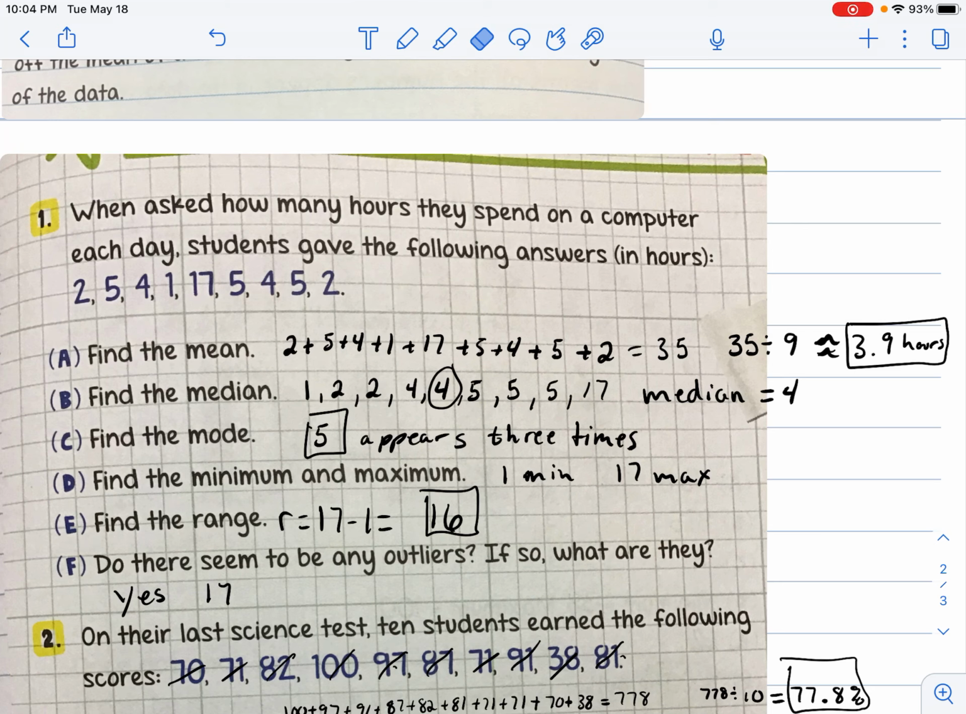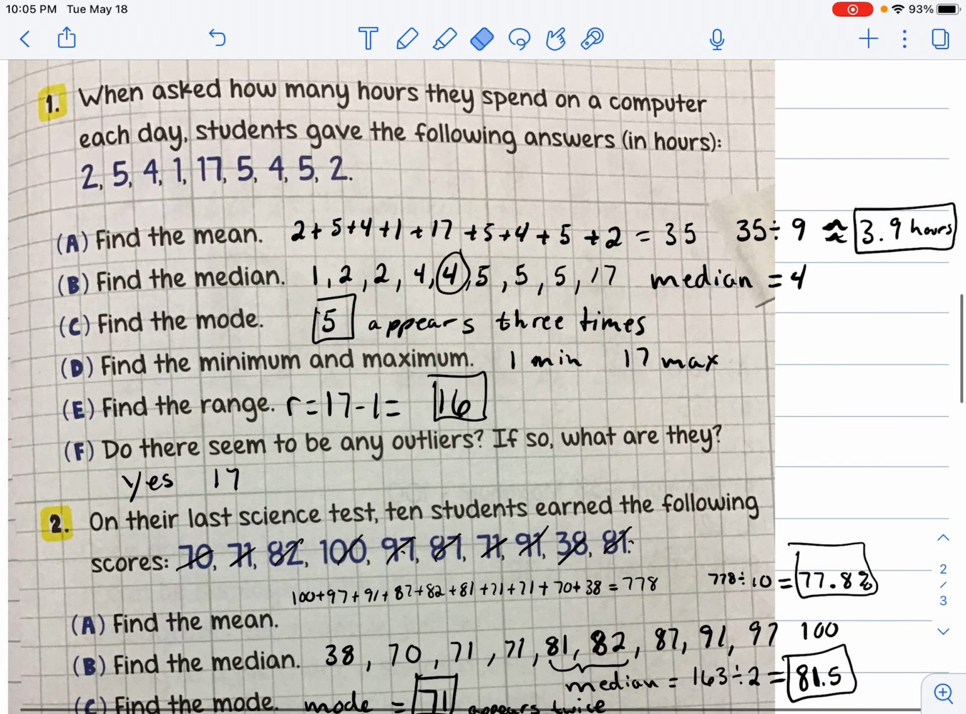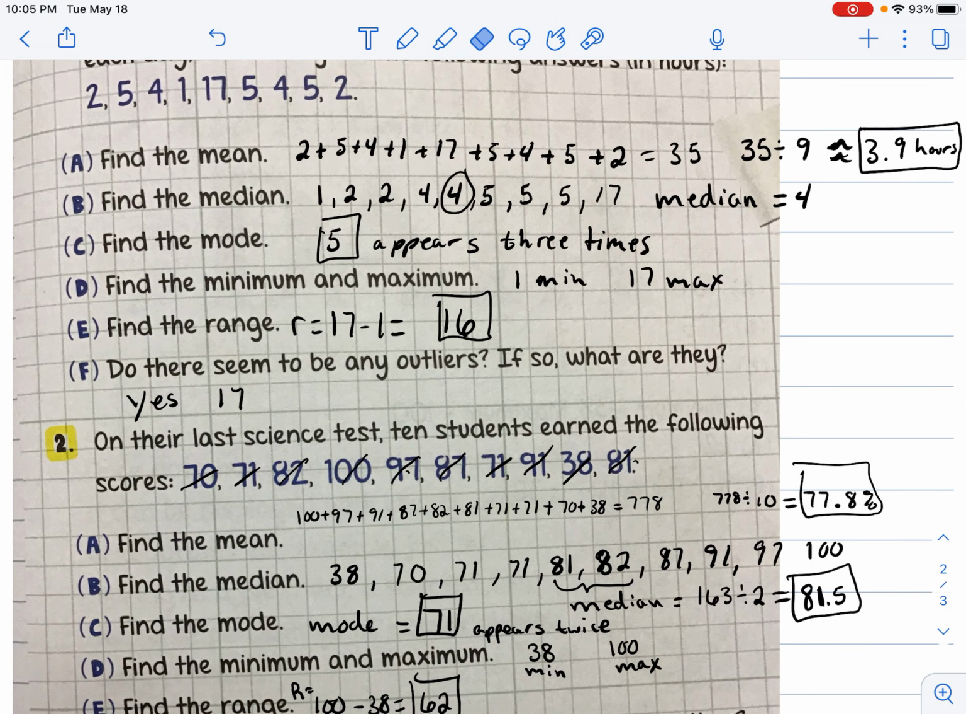That's skewing the data a little bit, making it seem like more students are spending more than 4 hours, or I guess they're not spending quite 4 hours, but it raises the value a lot higher than it probably would be without that 17. All right, so we found our outliers. Next one, this one's going to be very comparable to what we did at the very beginning with the test scores.